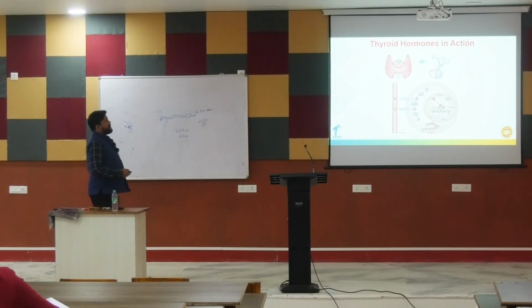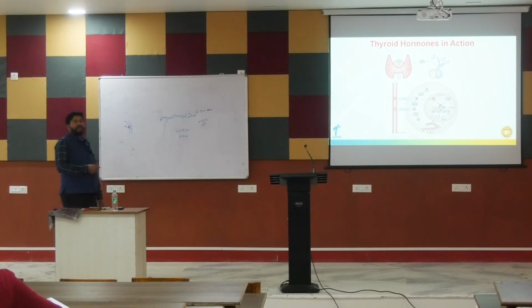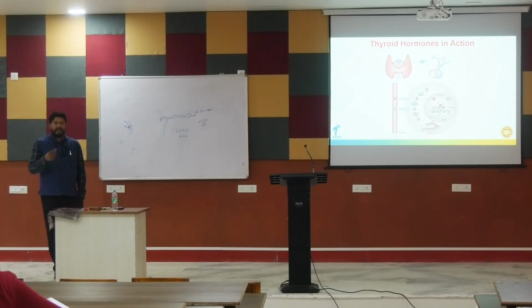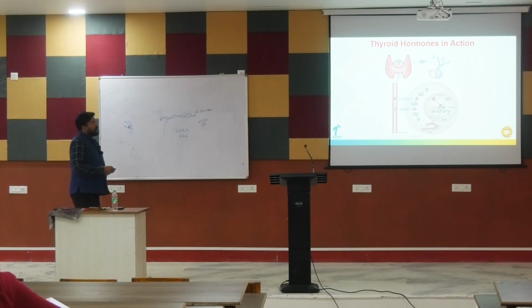Normally this T3, T4 can again negatively feedback this loop. So T3, T4 can inhibit release of thyrotropin releasing hormone from the hypothalamus as well as release of TSH from the anterior pituitary. So the negative feedback: TRH, TSH, T3, T4, and again T3, T4 inhibit release of TRH and TSH.